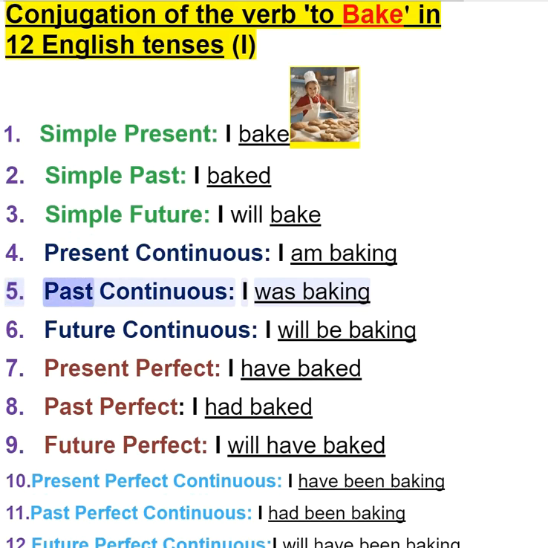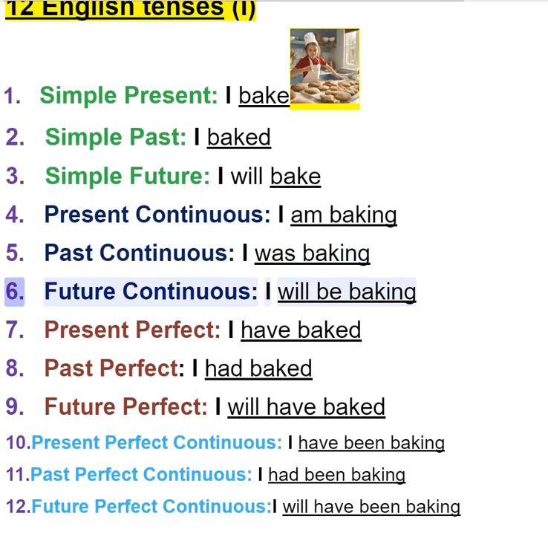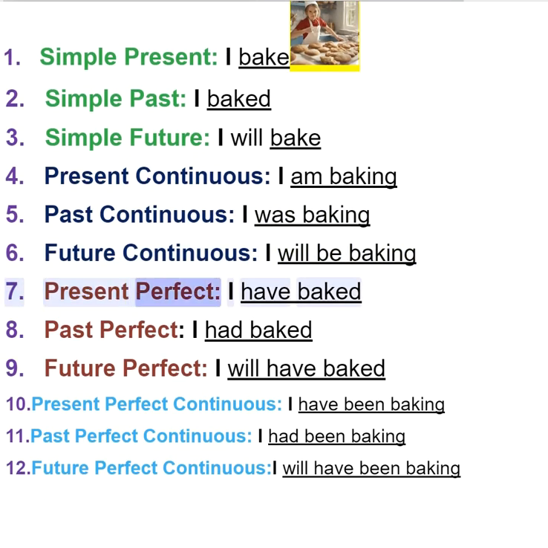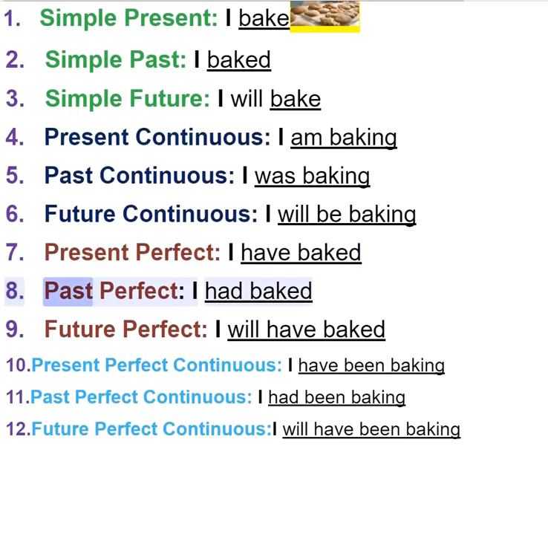5. Past continuous, I was baking. 6. Future continuous, I will be baking. 7. Present perfect, I have baked. 8. Past perfect, I had baked.